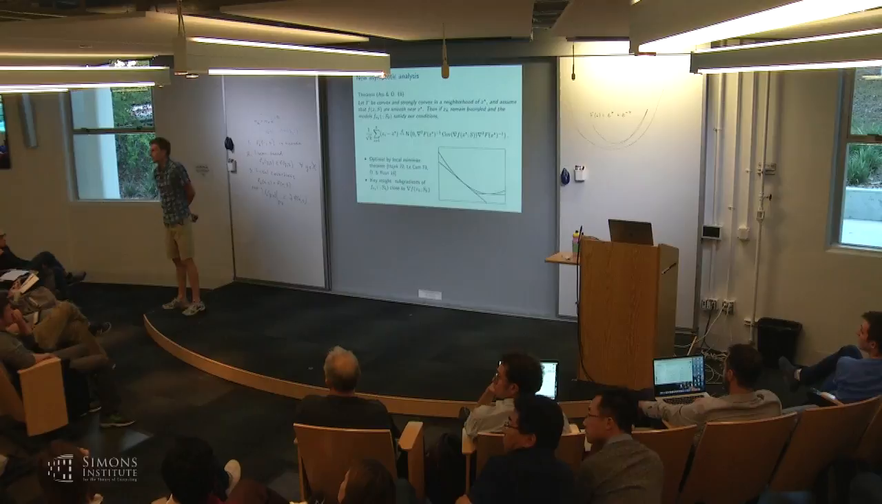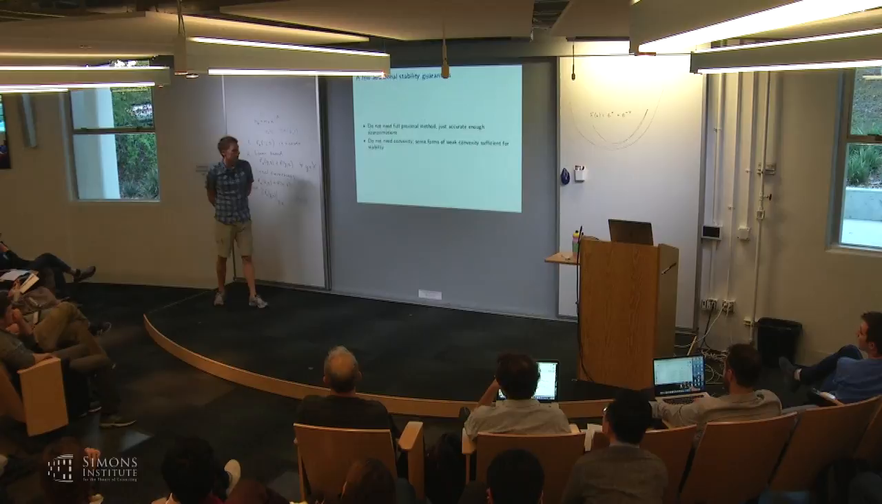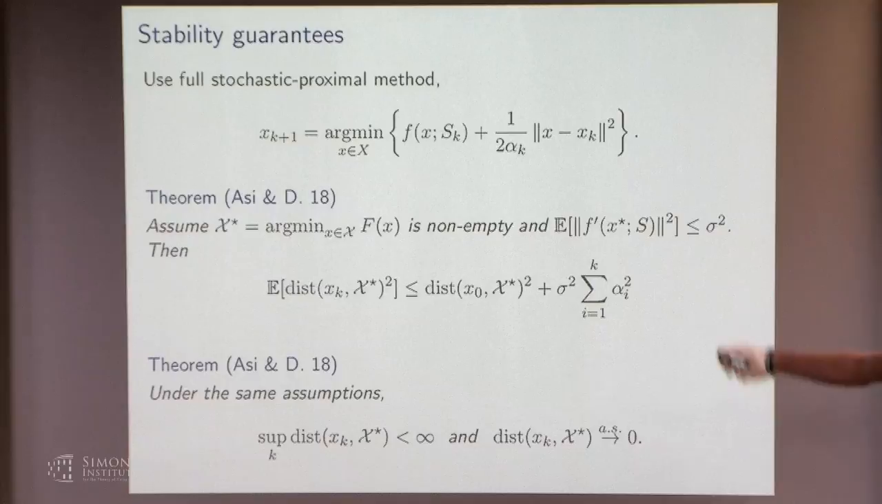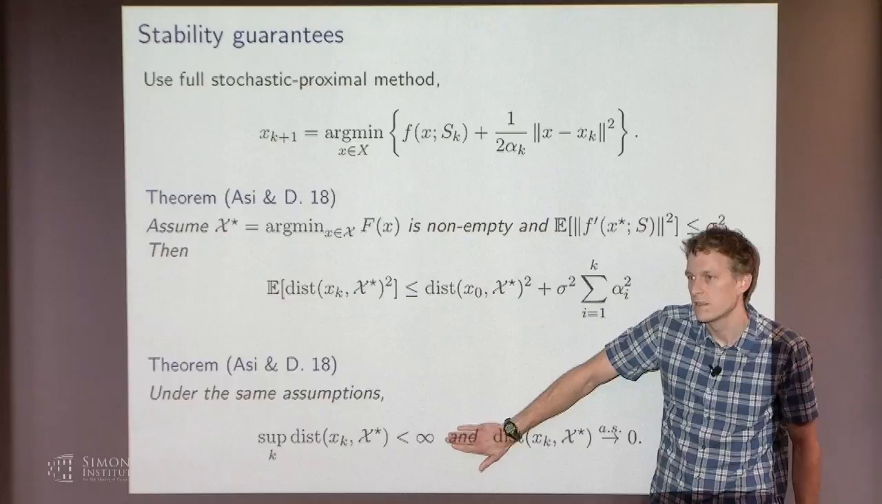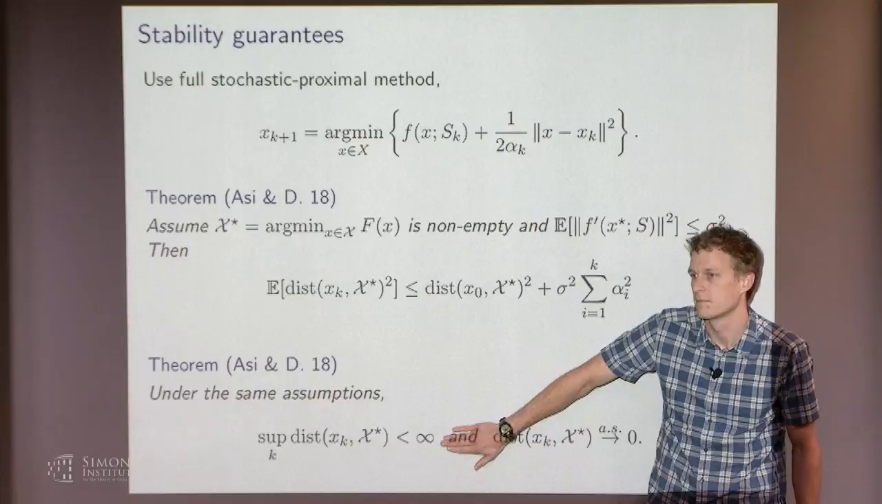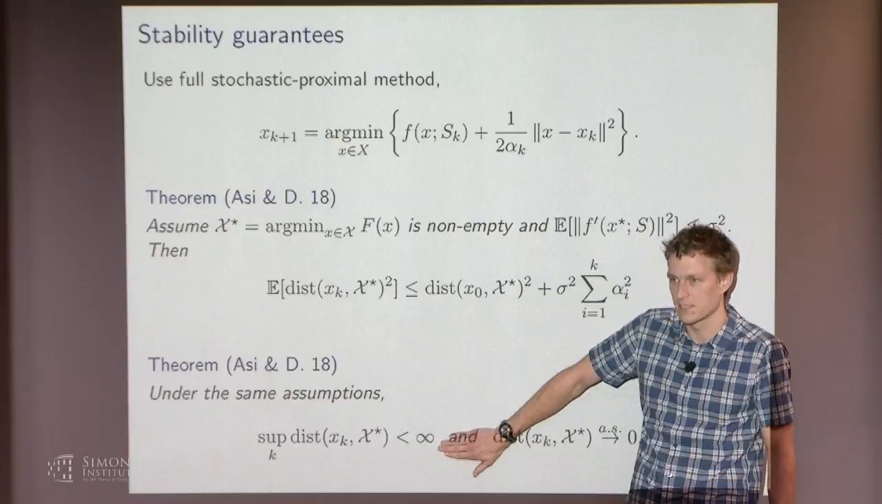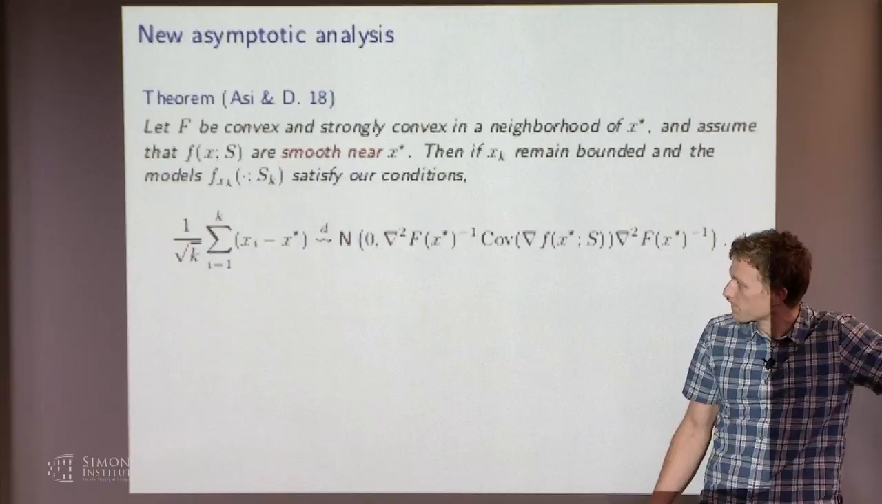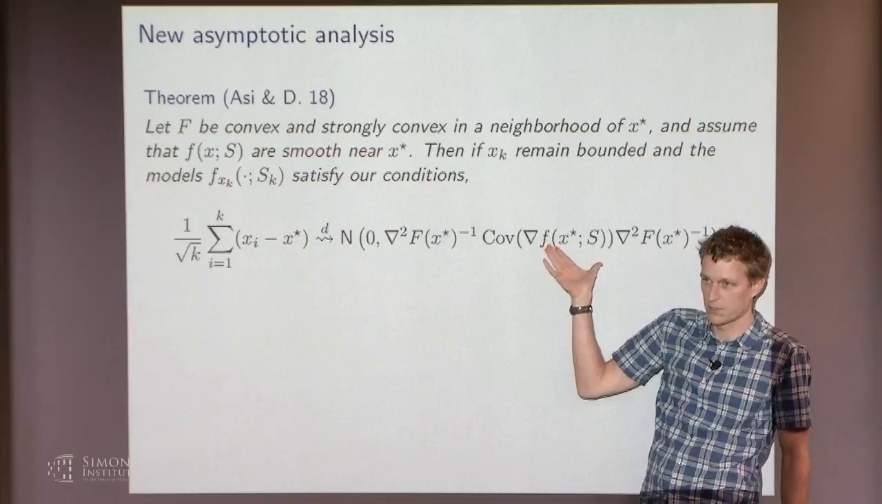That's a good question. Why I can assume that is because I have this theorem, which is that if I use the stochastic proximal point method or a good enough approximation to it, and I can quantify what that means very precisely if you want me to, but I'll do it offline maybe, then with probability one, the supremum of the distance between xk and the optimal set is bounded. I don't care what the bound is, just that it never diverges. All I care is that it's less than infinity, and then at least in some asymptotic sense, I will get this rate of convergence, which is 1 on root k, with the optimal covariance structure at the end of the day. Okay? So that's why I can assume the iterates remain bounded.